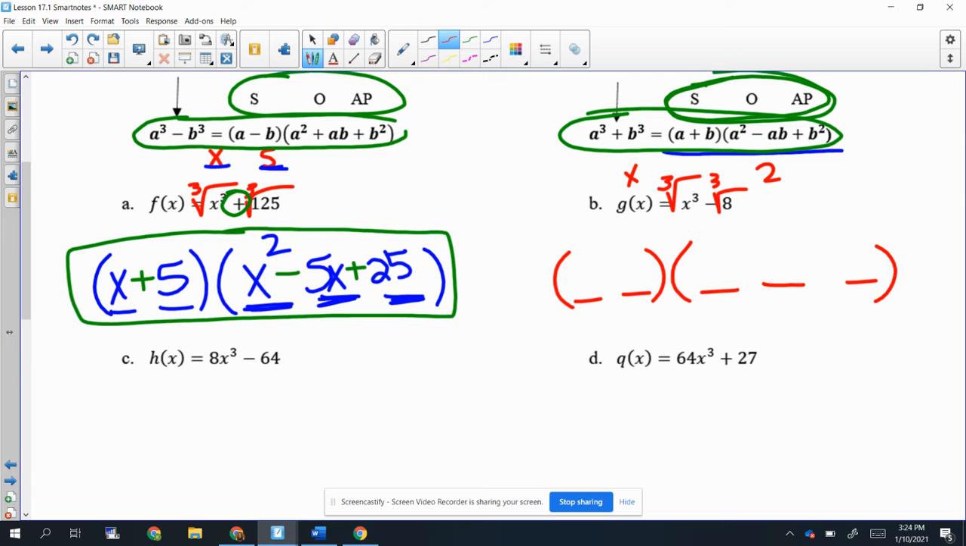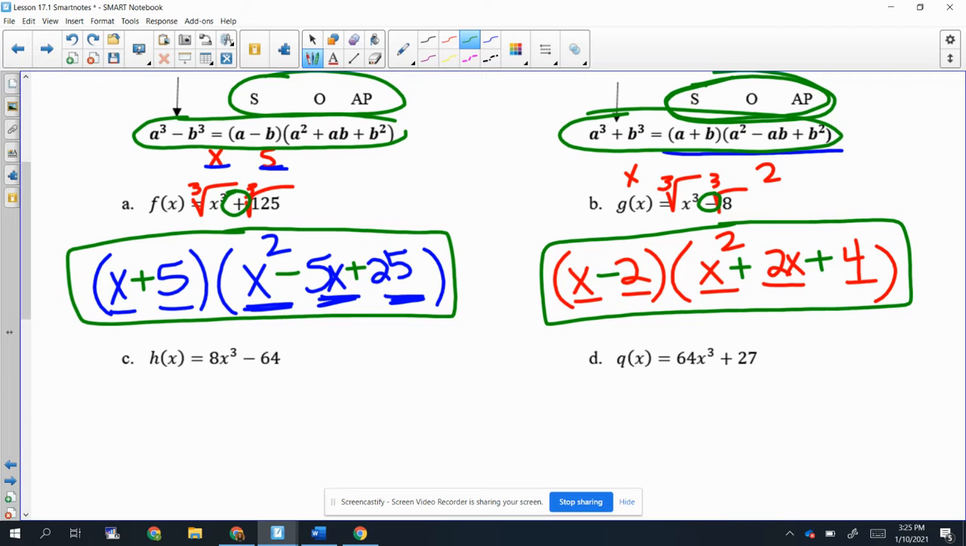Okay. In the first set of parentheses, you just write your a value and your b value. Then in the second set of parentheses, you square your a value in this first spot. You square your b value in the last spot. So 2 squared is 4. And then you multiply them together, a times b in the middle. So x times 2 is 2x. Then all we need to do is put in our signs. So we look at the original sign, which is a minus, same, opposite, always positive. And that's it. That's our answer.